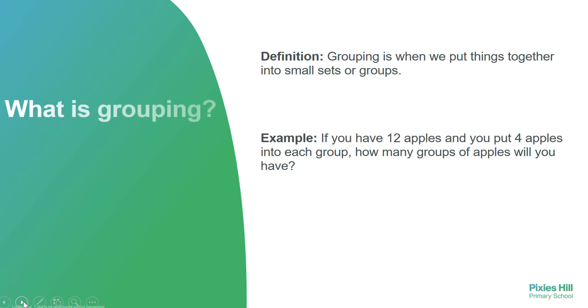What is grouping? Grouping is when we put things together into small sets or groups. For example, if you have 12 apples and you put 4 apples into each group, how many groups of apples will you have? You're still doing 12 divided by 4, but this time you've put them into groups of 4 first and you're counting how many groups you have.